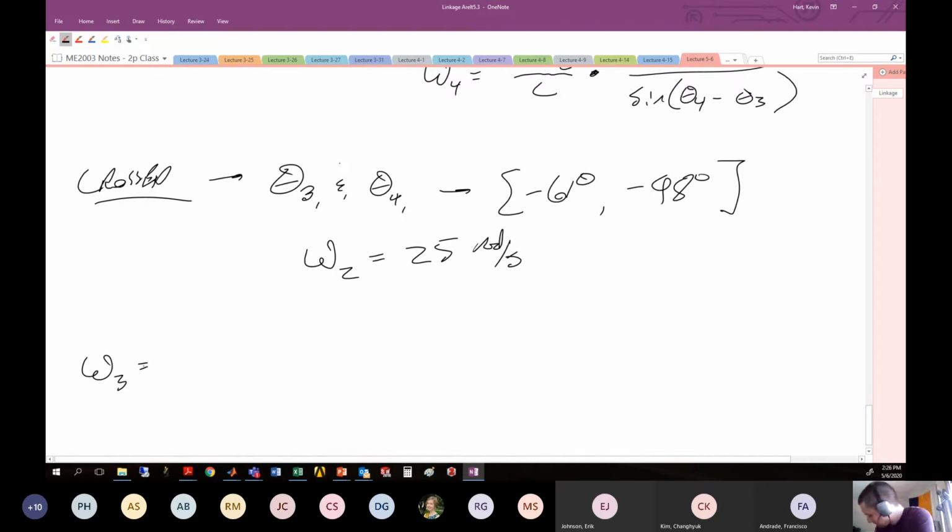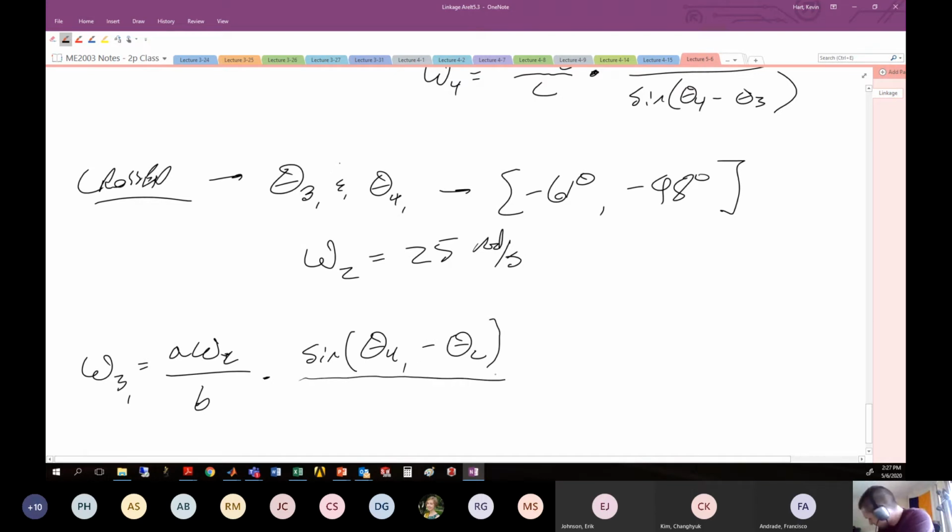So here, general expression, omega 3. Let's call this omega 3,1, since this is in the cross configuration, we're using the subscript 1. So omega 3,1 here is A omega 2 over B times the sine of theta 4,1 minus theta 2, divided by sine theta 3,1 minus theta 4,1.